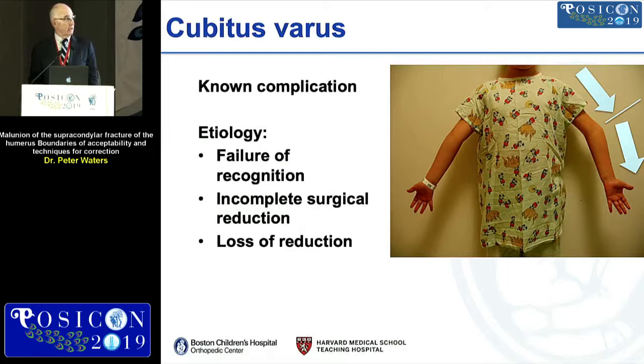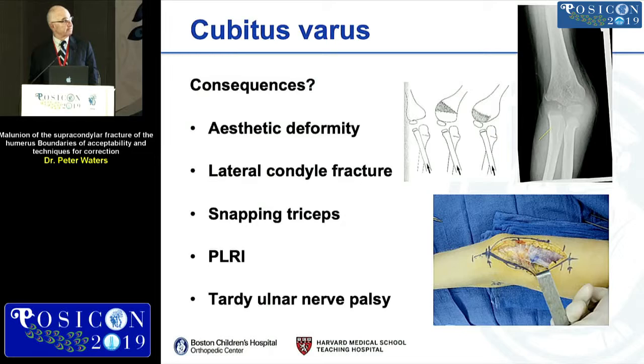The etiology here is failure to recognize the malunion, or an incomplete surgical reduction, or a loss of reduction. So in many respects, this falls on us in terms of once the patient presents to us, proper treatment, and then go on to healing. And most of these children, fortunately, don't have devascularizing poor biology. What's the consequence? So it's been touched on a little bit.